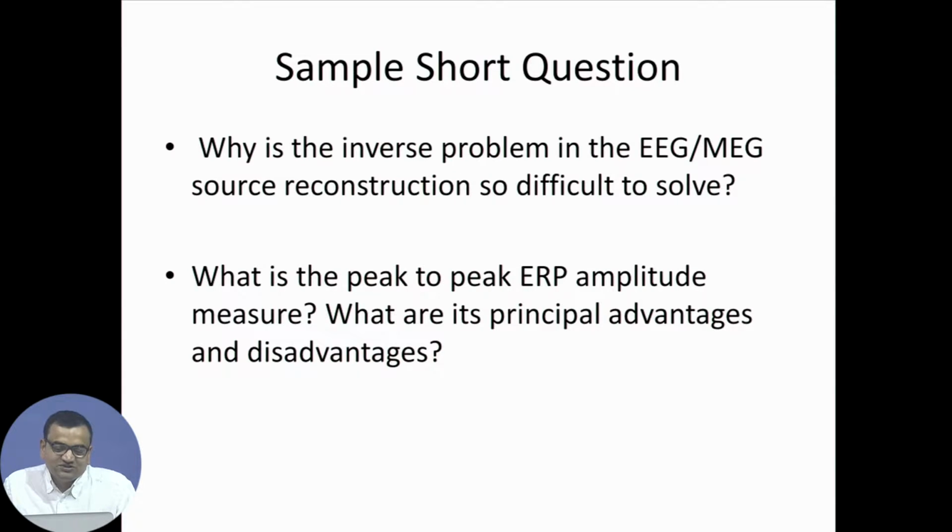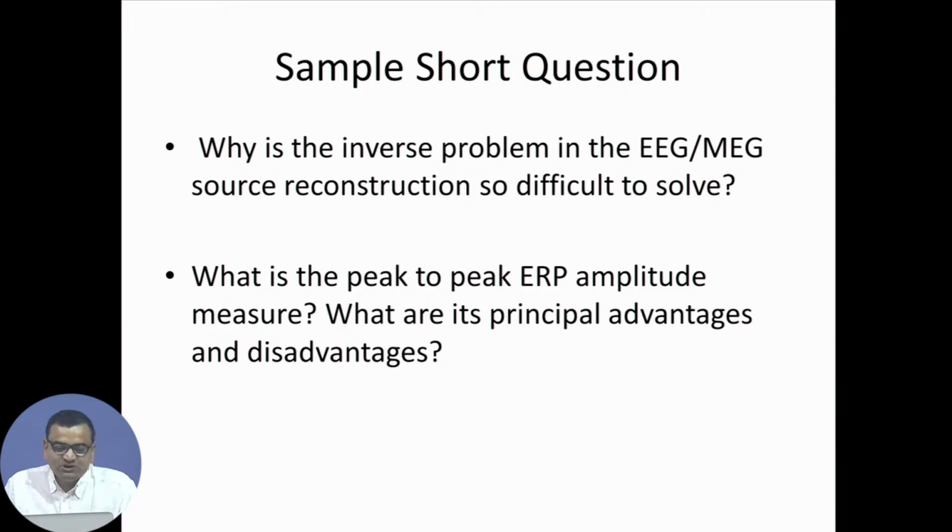Okay, so another conceptual question: why is the inverse problem in the EEG MEG source reconstruction so difficult to solve? That's right, there is no unique solution there. There are an infinite number of solutions possible for the same field distribution there. Okay, one sentence there, not even three sentences.